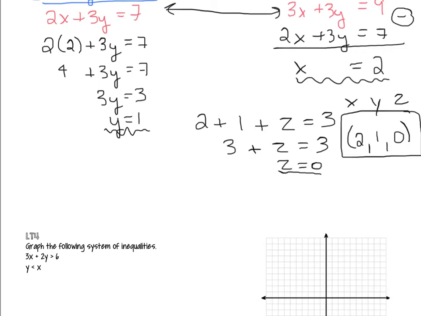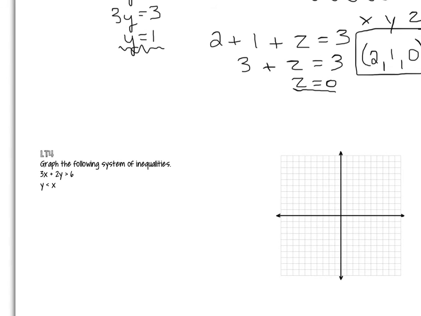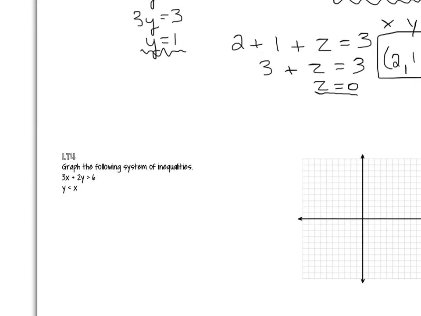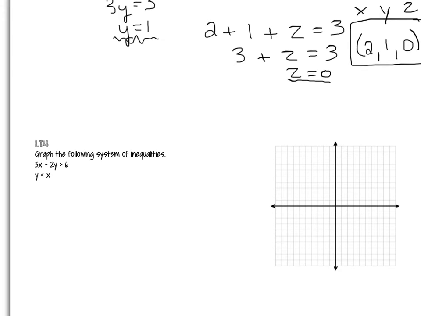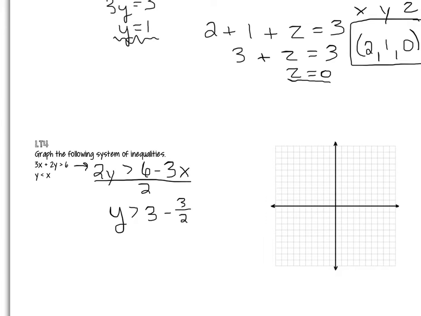All right, we're now going to take a look at Learning Target 4, where we're graphing a system of inequalities. All right, it's going to take me a little bit here because I struggle with graphing lines on my iPad. I'm looking at my very first equation, and I'm noticing that I actually need to put it into slope-intercept form. So to do that, I'm going to subtract the 3x from both sides. So 2y is greater than 6 minus 3x. Then I'm going to divide everything by 2, so we have y is greater than 3 minus 3 halves x.